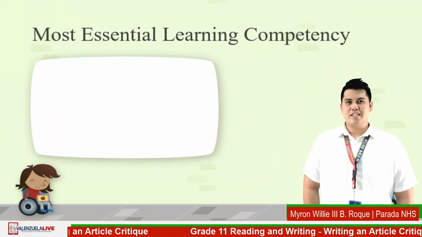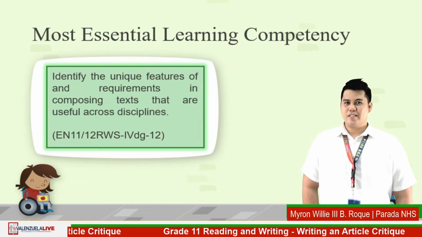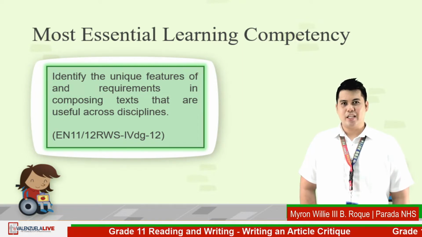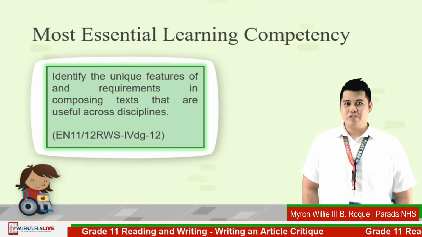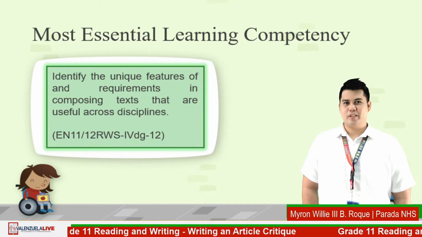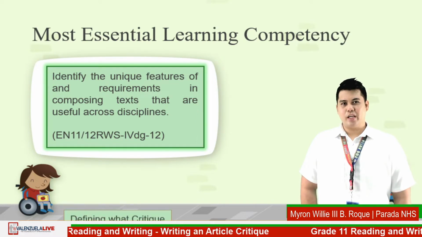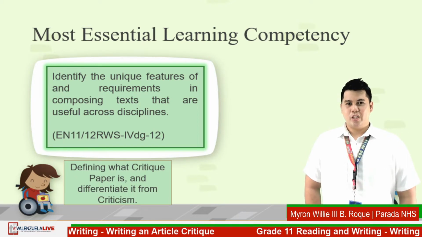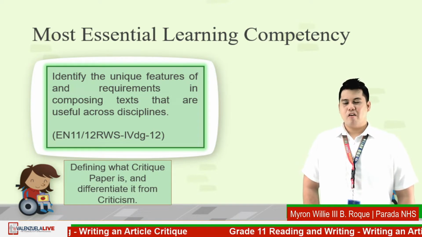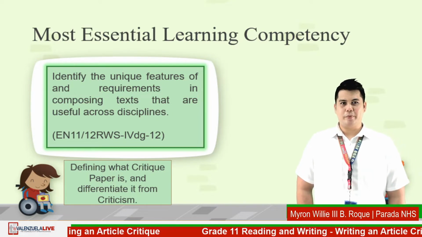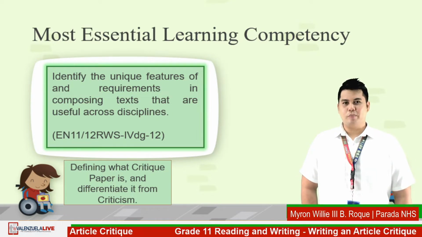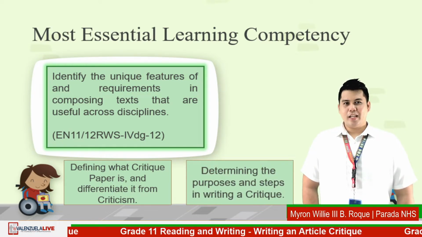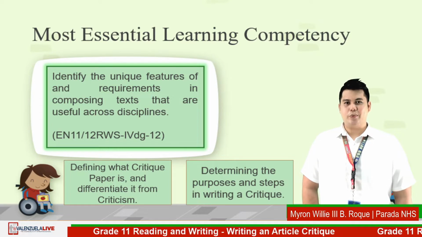For our most essential learning competency, still we are to identify the unique features and requirements in composing texts that are useful across disciplines. Hence, our topic for today will be more on identifying and writing a critique. For our specific learning goals, first is defining what a critique paper is and differentiating it from criticism. Second will be determining the purposes and steps in writing a critique.